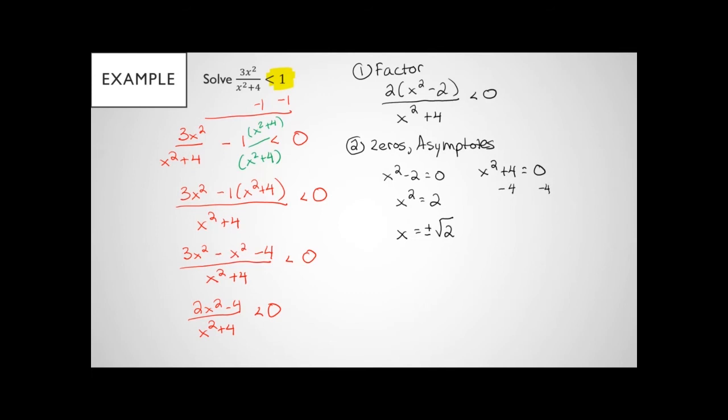Now for the x squared plus 4, you're going to subtract 4 from both sides. So you get x squared equals negative 4. And when you take the square root, you're going to get an imaginary number. You're going to get a plus or minus imaginary because it's negative, and then the square root of 4 is 2. So actually I should write that as 2i.